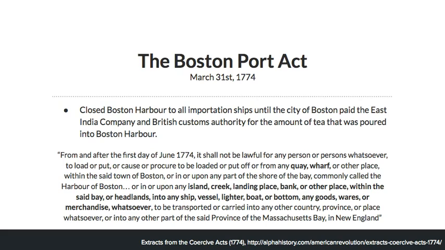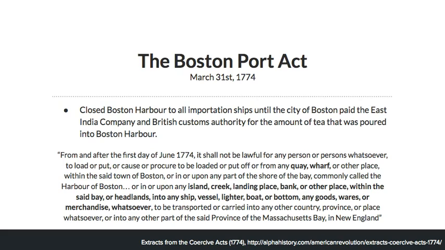The first of these was the Boston Port Act, introduced on the 31st of March 1774. In a nutshell, it was to close Boston Harbor to all importation ships until the city of Boston paid the East India Company and British Customs Authority for the amount of tea that was poured into Boston Harbor. So what Britain is pretty much trying to do here is close off any way for the Boston citizens, especially those who were part of the Tea Party, from trade, and lock them down.